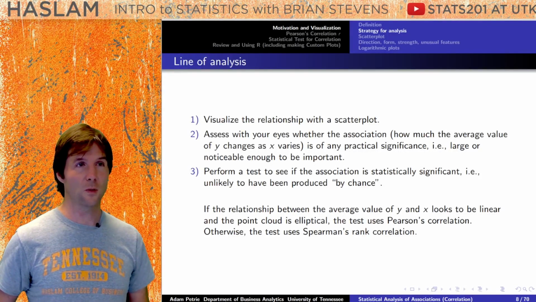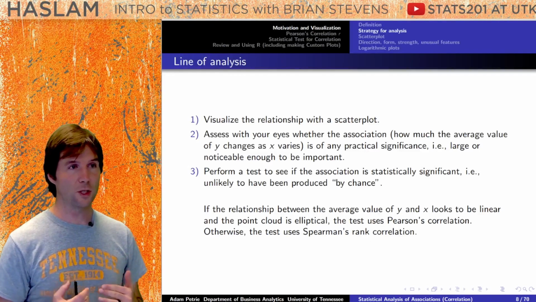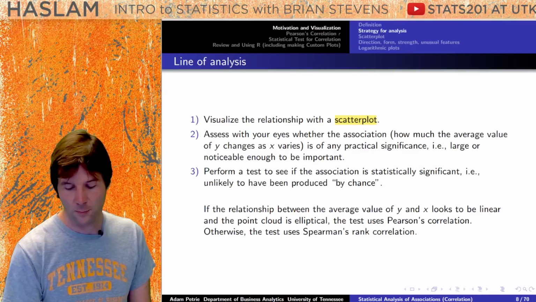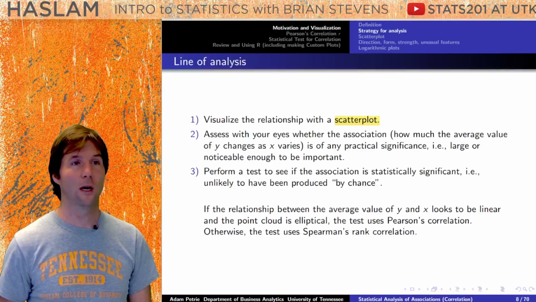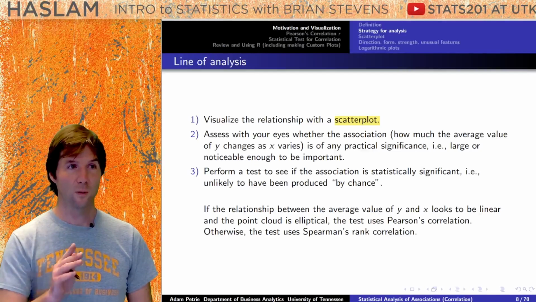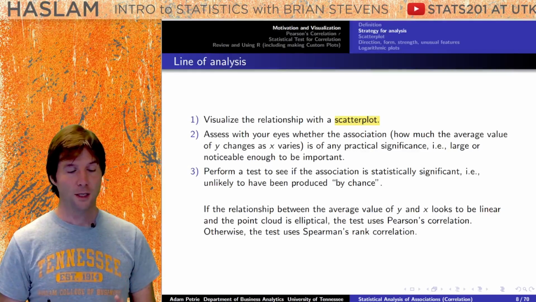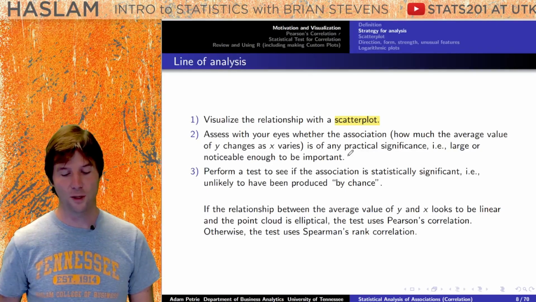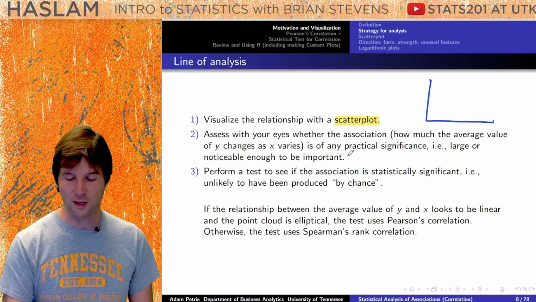The first step is going to be visualizing the relationship with a scatter plot. A scatter plot is the bivariate visualization of 2 quantitative variables, which is what you saw on the previous slide when you saw the dots on the screen with an x and a y-axis.